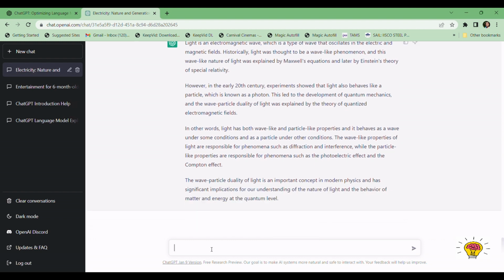Now my actual question arises: is electricity also show particle nature?